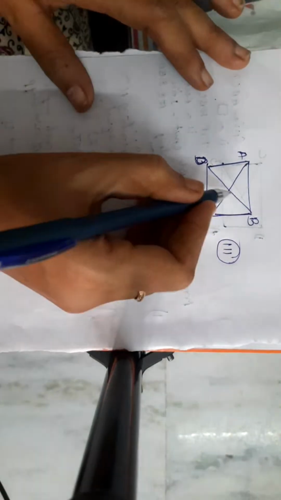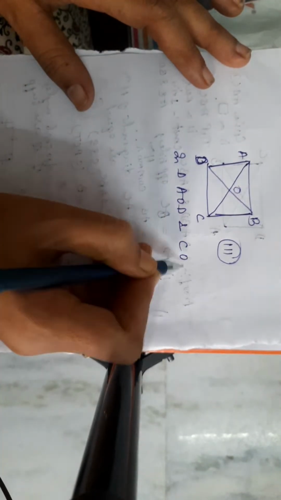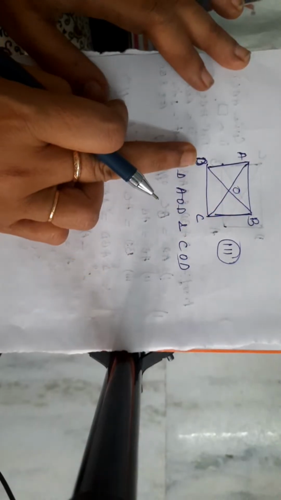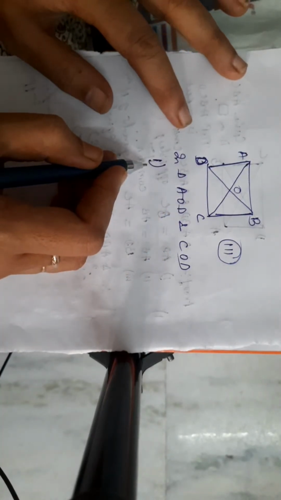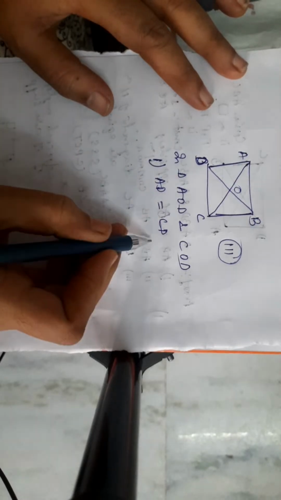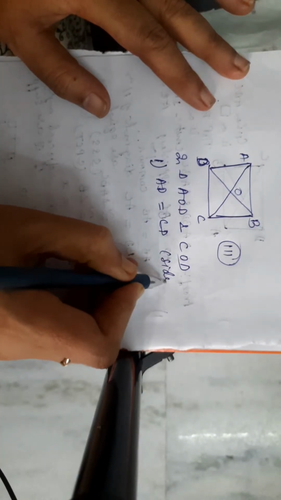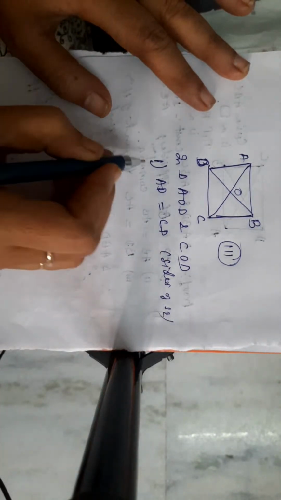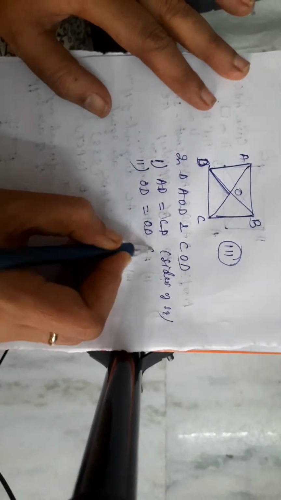So here in triangle AOD and triangle COD, first, out of both triangles, AD is equal to CD. Can you guess the reason why AD and CD are equal? They are the sides of the square, so you will write sides of square. That's the reason. The second property we are going to use: OD is common in them. OD is equal to OD, so it's a common side.